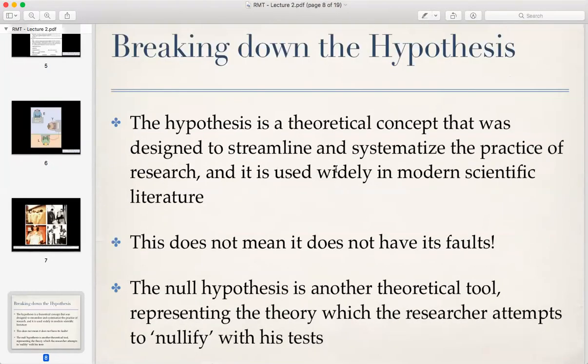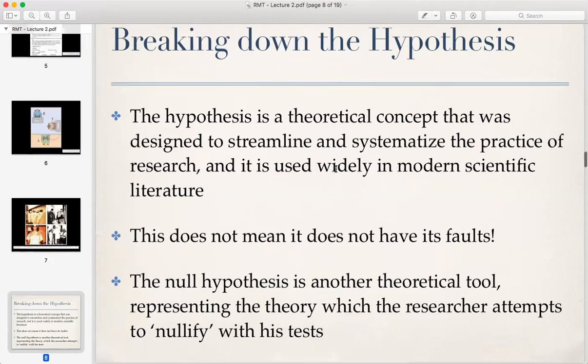Okay, going back to the structure of science and of research. What I wanted to highlight here briefly before we go on is that the hypothesis is something that works for you. You don't work for it. It's a theoretical concept designed to streamline and systematize the practice of research.